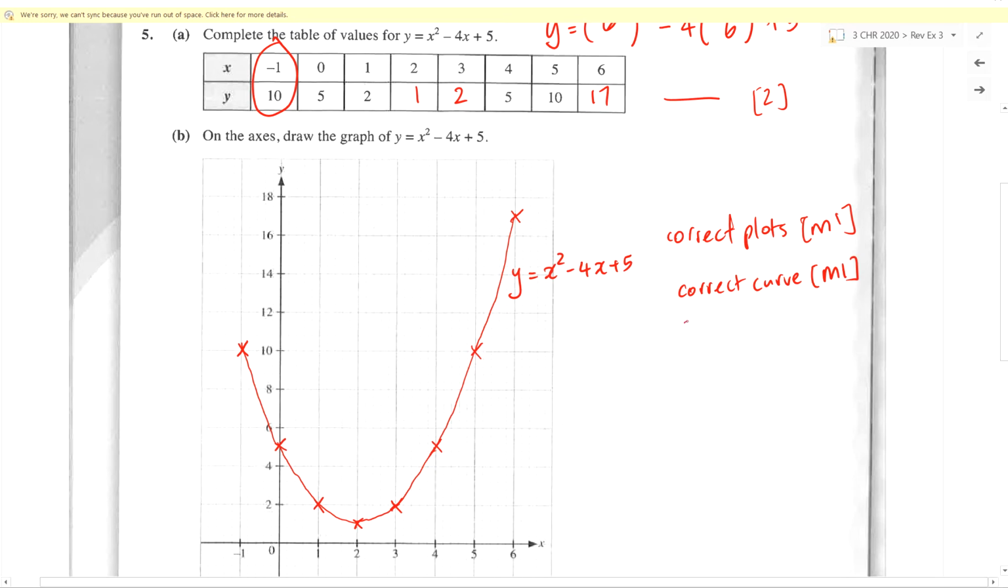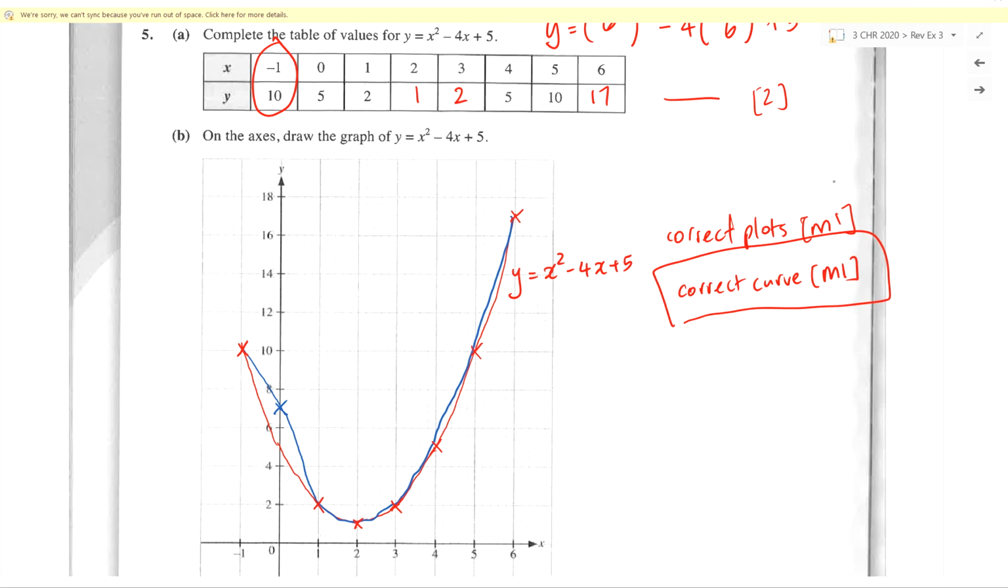Now, is it possible to get a correct curve if your plots are wrong? For example, if you read one of them wrongly, maybe instead of this point, you plot it over here. Is it possible to get a smooth curve if one of your points is wrong? Cannot. You look at it, it looks weird already, right? So if you lose this mark, you will also lose this mark. Quite risky. That's why you have to make sure you know how to plot.